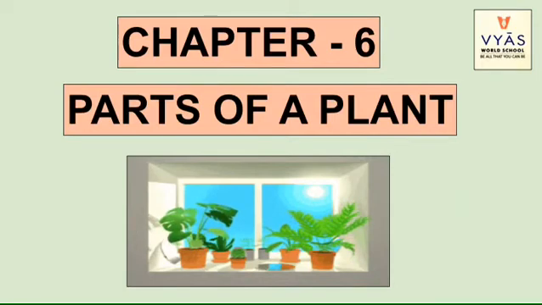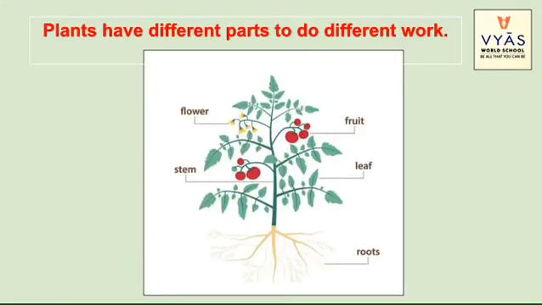Video module, we are going to start with chapter number 6, that is parts of a plant. Plants have different parts to do different work. If you observe a plant, please have a look on your screen. If you observe a plant, you will see that it has two main parts. One growing above the soil and the other growing below the soil.